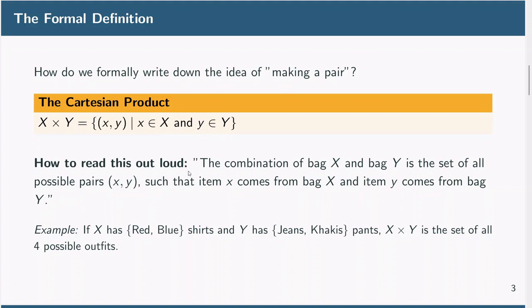Here's how you would read this formula out loud. The combination of bag X and bag Y is the set of all possible pairs xy such that x comes from bag X and y comes from bag Y.